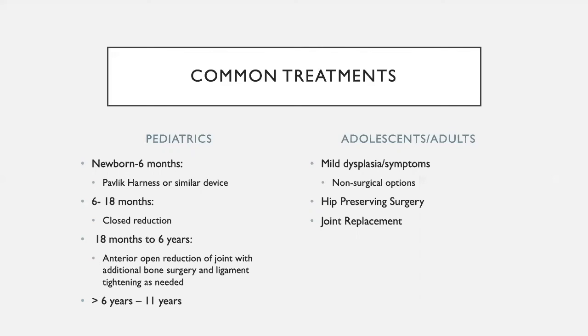From 6 to 18 months, you could do a closed reduction. The hip is then relocated without surgery, and the child is placed in a spica cast for several months. However, if the dysplasia is severe, you may progress straight to surgery without attempting the closed reduction first.